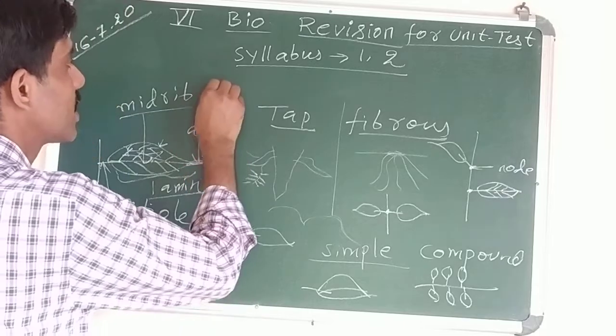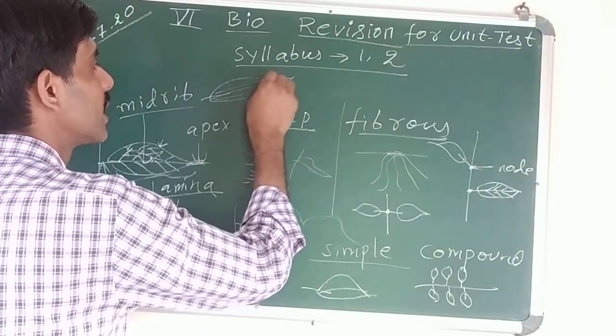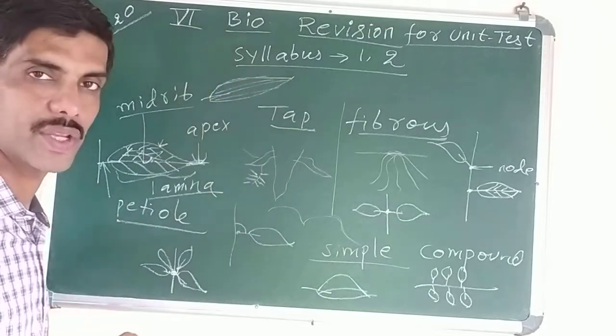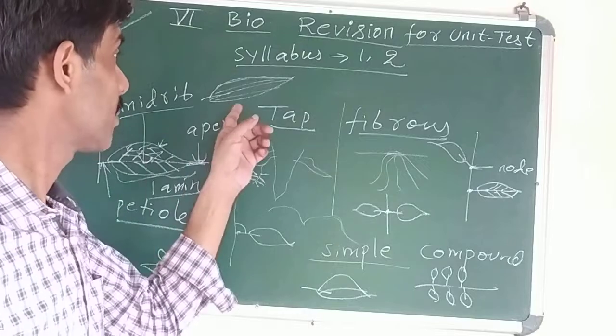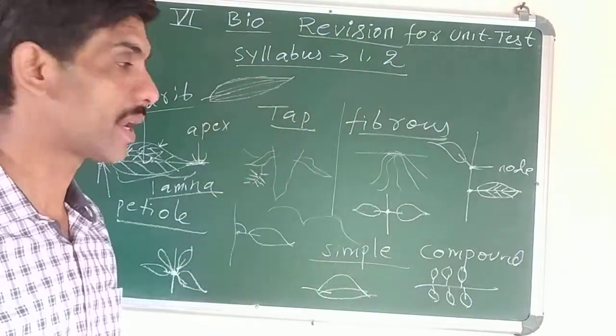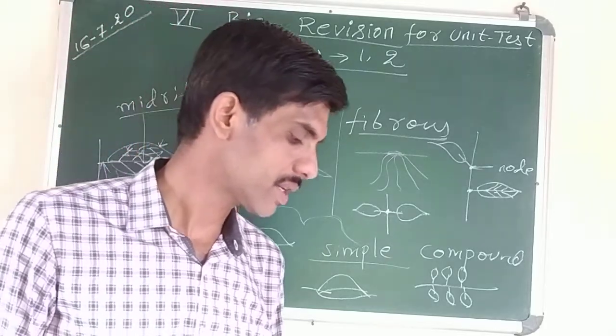In parallel venation, if this is the leaf, all the veins are parallel to each other like this. That is called parallel venation. It is found in monocot plants, like the banana plant. You can see the parallel venation of the leaves there. And this one you can see in the mango plant, which has the reticulate venation.